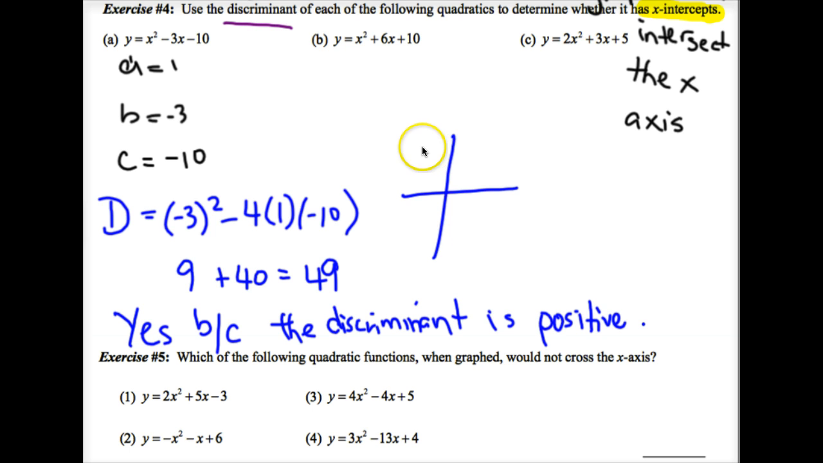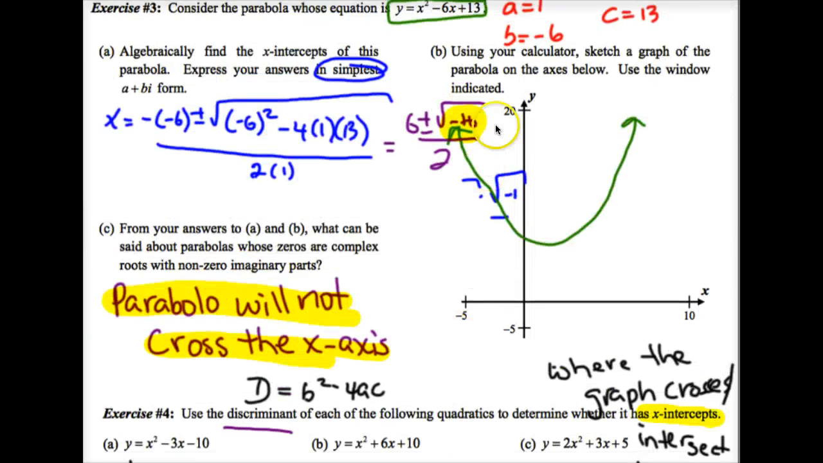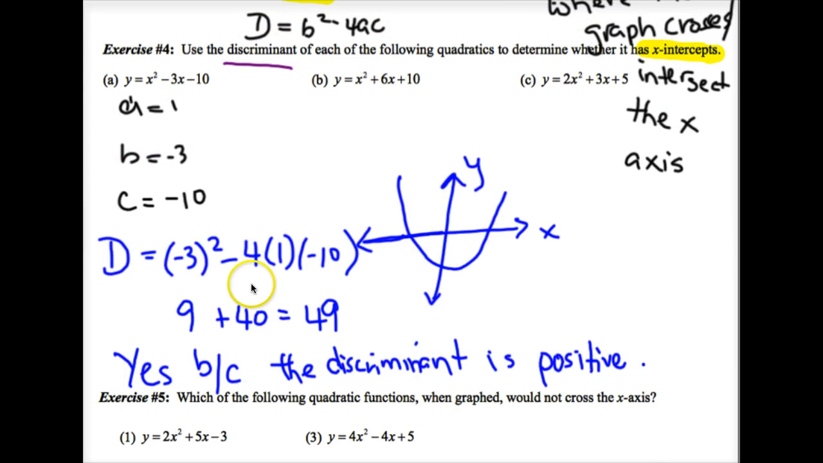So whenever the discriminant is positive, it means I will have a graph, and this is not necessarily the graph, but I will have a graph that intersects the x-axis. So let's say this is my graph. I will have a graph that will intersect the x-axis like this versus what I had up here where there was no intersection. So if it's positive, it will intersect the x-axis.